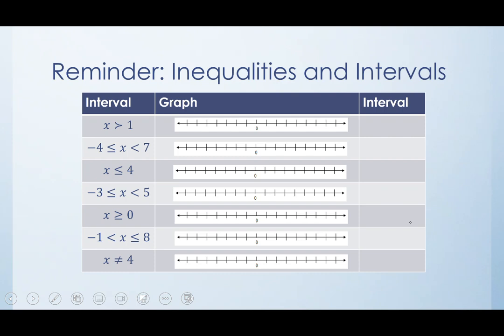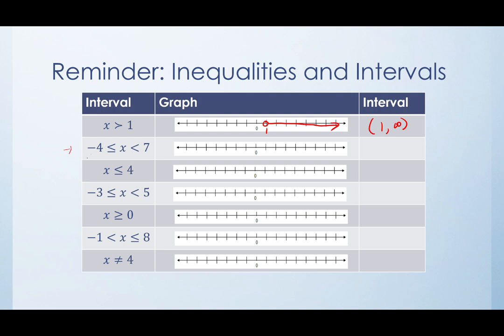So we're going to start off with a reminder about inequalities and interval notation. If we have the interval that is specified as x greater than 1, we would hopefully graph that. We would remember that that'll be an open circle at 1, and we're going to go off to the right to the greater than side. In interval notation, we would be looking at 1 comma infinity because 1 is not included because this is a strict inequality. This next one, we're looking at going from -4 to 7.